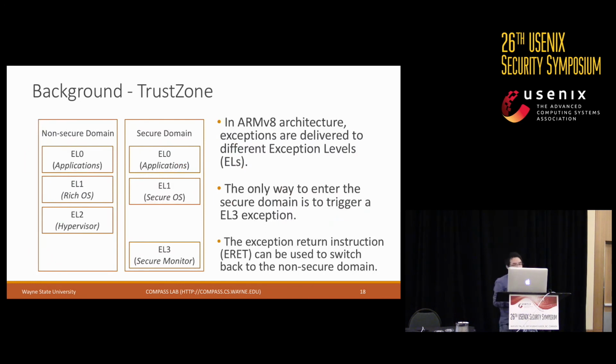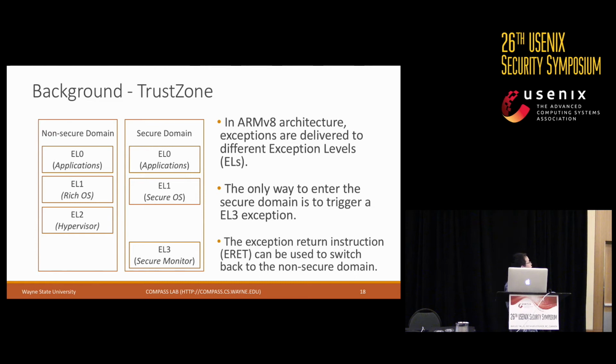In the ARMv8 architecture, other than the non-secure domain and the secure domain, the whole system is also divided into different exception levels, and different exceptions are delivered to different exception levels. From this figure, we can see that in the non-secure domain, we have exception level 0 for normal applications, non-secure exception level 1 for the rich operating system, and non-secure exception level 2 for the hypervisor. In the secure domain, we have secure exception level 0 for the secure applications, secure exception level 1 for the secure operating system, and secure exception level 3 for the secure monitor.